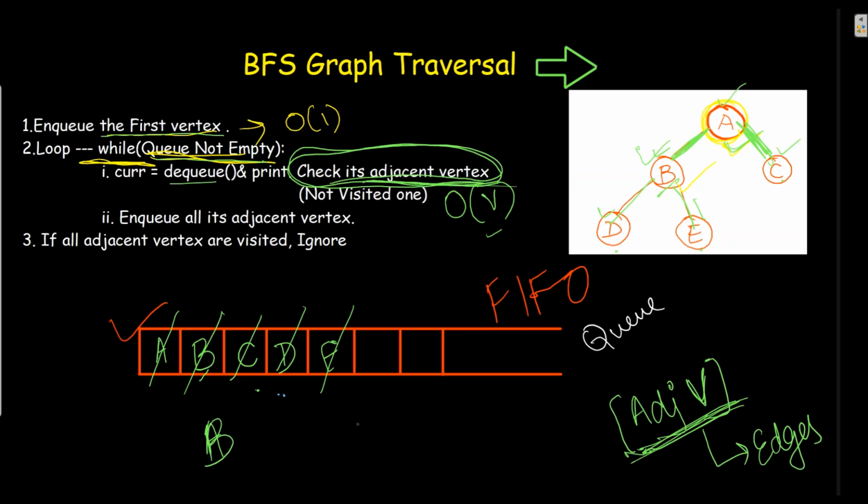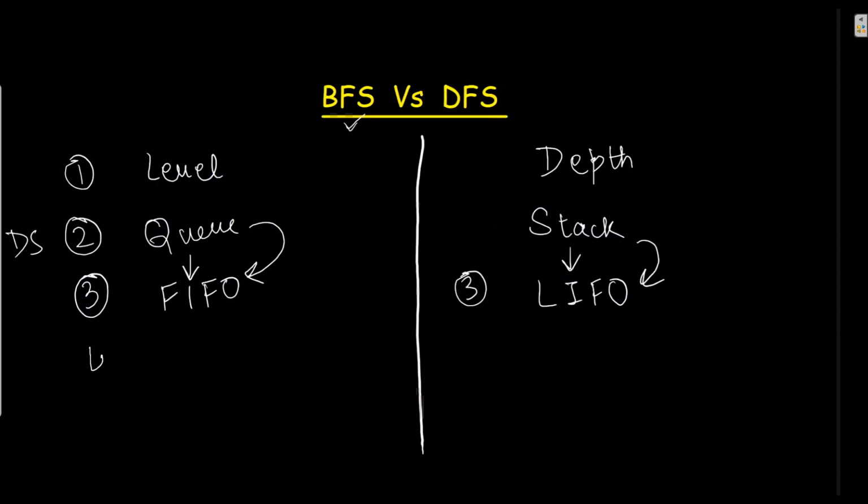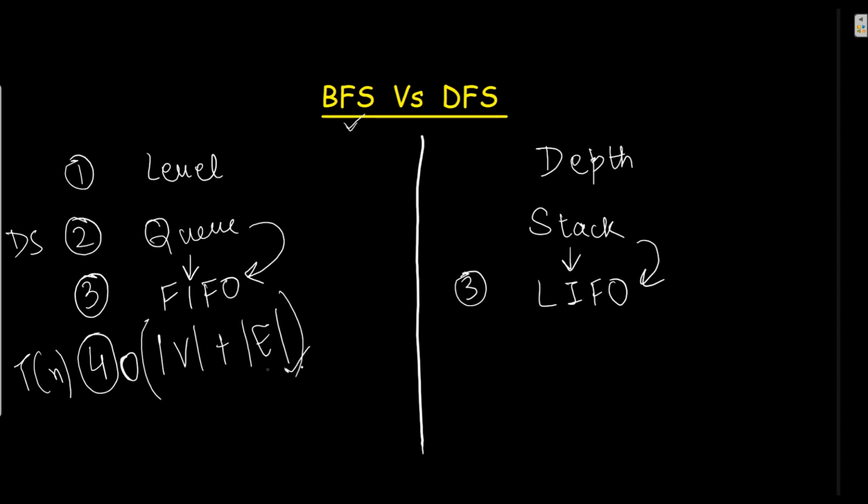So we can say the time complexity will be order of V plus E, right? The time complexity depends on the fact that we are going to traverse all the vertices of the graph. So the time complexity will be V plus E, since I am traversing all the vertices and edges once, so it is order of vertices plus edges.